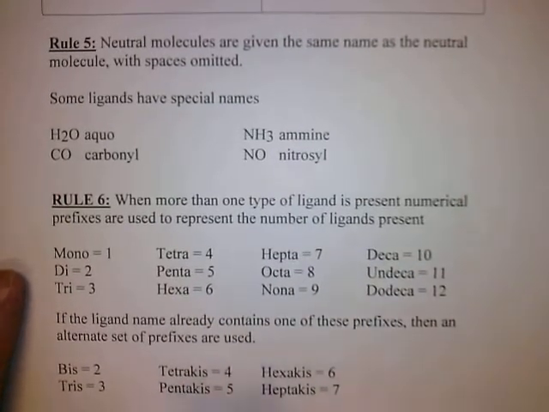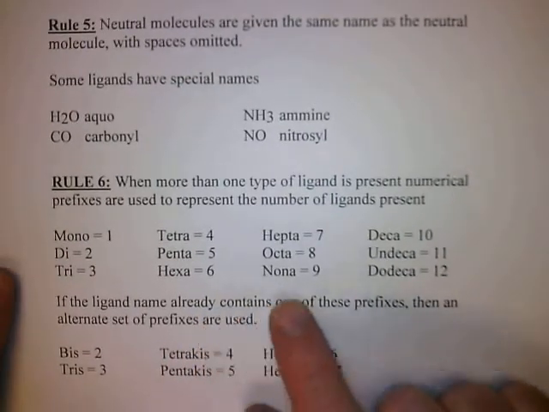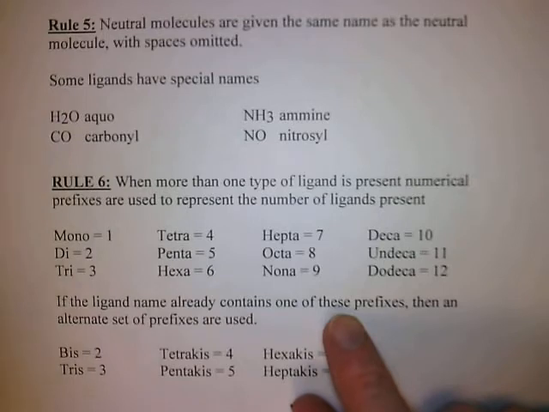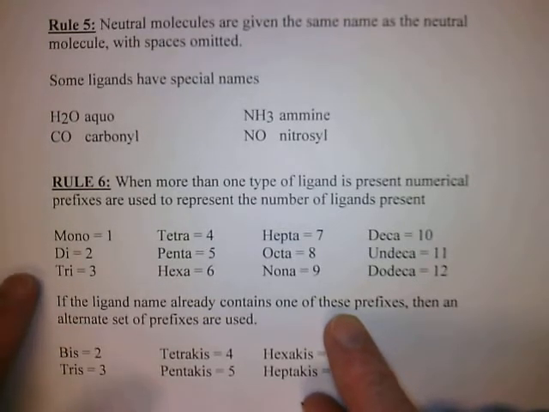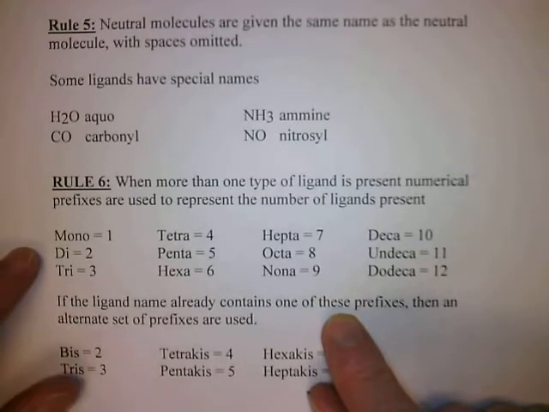Now here we have a little bit of a wrinkle. If the ligand already contains one of these prefixes. We've already used this as an example: ethylene diamine. Ethylene diamine already has di in the name of it. If we had a molecule with 2 ethylene diamines in it, and we tried to call it diethylene diamine, that would get confusing.